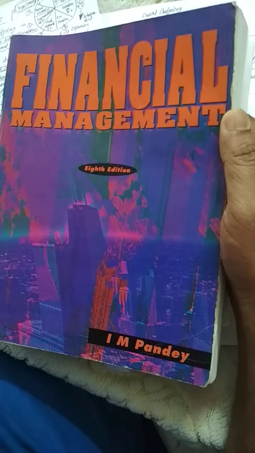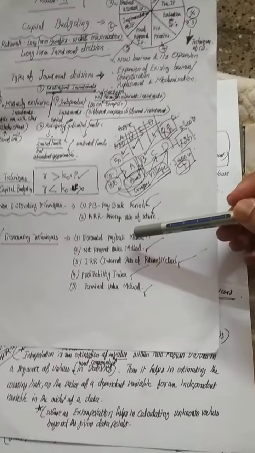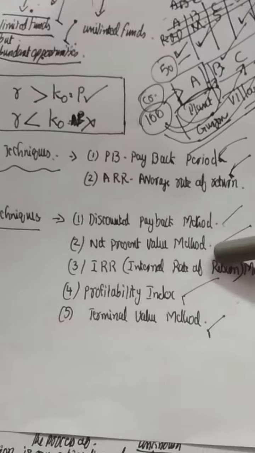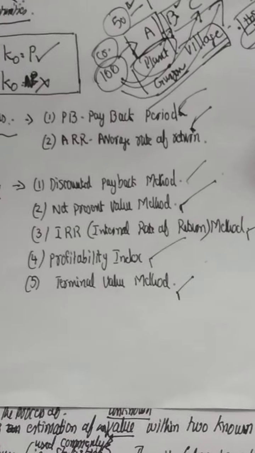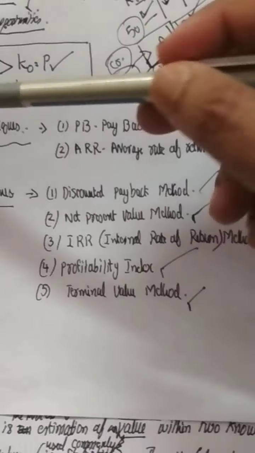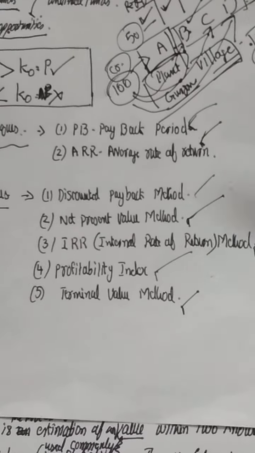Dear students, coming back to financial management, capital budgeting portion, where we had already gone through discounting techniques in the last video clips. Discounting techniques we had covered: discounted payback method, net present value method, profitability index, and terminal value method. We had also gone through non-discounting techniques, payback and accounting rate of return or average rate of return.